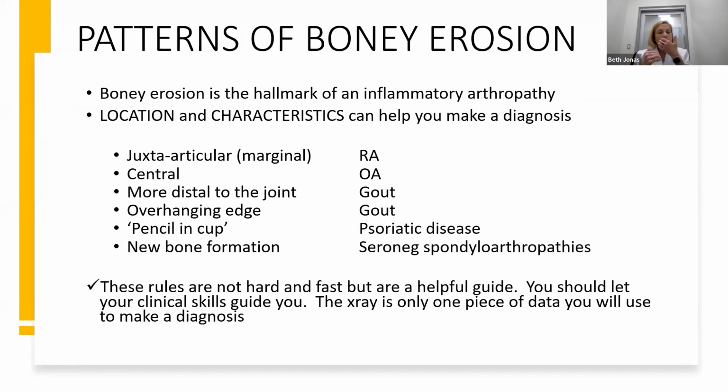Erosions that are central in the joint are characteristic of osteoarthritis. When erosions occur a little bit more distal to the joint, beyond the margin, that's usually seen in gout. And patients with gout will sometimes have this bony overhanging edge. If you see a pencil and cup deformity, so one bone is stuck into the next one, that we see in aggressive psoriatic disease. And the presence of new bone formation or periostitis is associated with the seronegative spondyloarthropathies, such as psoriatic disease, reactive arthritis, ankylosing spondylitis, and IBD-associated disease.